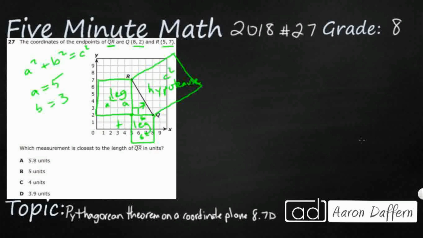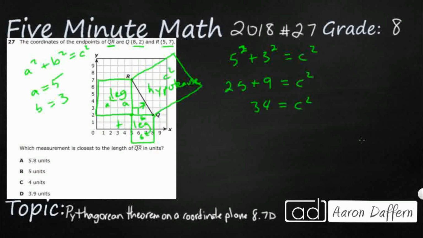All right, so let's plug this in. So 5 squared plus 3 squared, I'm just replacing my a and b with 5 and 3, equals c squared. Now that does not mean 5 times 2, that's 5 times itself. 5 times 5 is 25. Same with 3. 3 times 2 is not what we're looking for. We're looking for 3 times itself, 3 times 3. All right, so we've got 34 equals c squared.